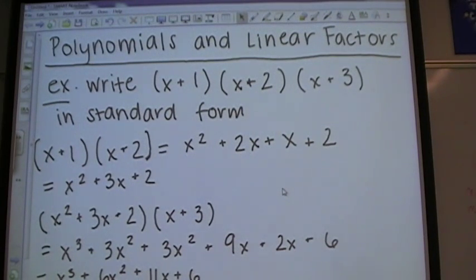No, anything over 3, we only have names for 3 terms. You have monomial, binomial, trinomial. Anything over that we go by the number of terms. Okay.